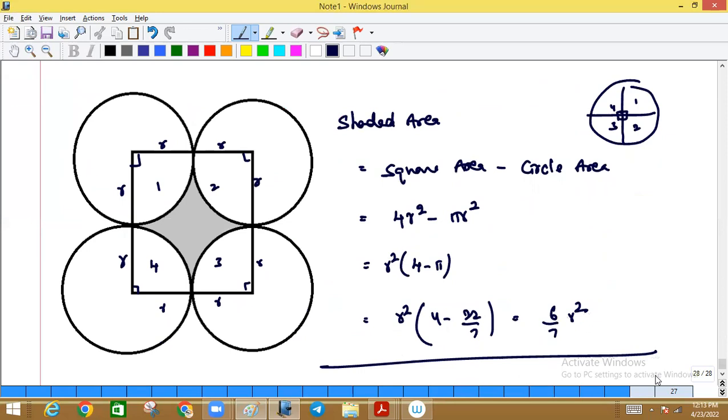When four circles are touching each other externally, and you want the area bounded by them, you join the centers of the circles and you will get a square. From that you subtract four sectors. Four sectors will form a circle. So it is area of the square minus area of the circle. Square area is 4r², circle area is πr². So r square into 4 minus pi will give you the area. If you simplify 4 minus pi, you will get 6/7. So in short, we'll say it is 6/7 of r². This is the area bounded by four circles which are tangent to each other.